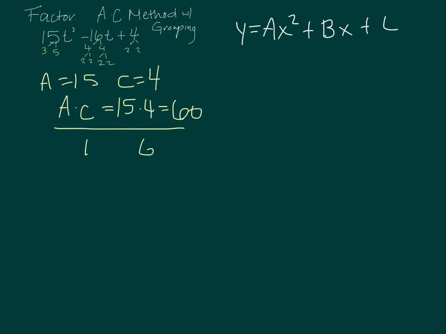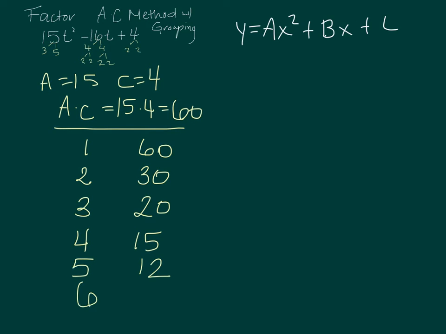I know that 1 and 60 go together. 60 is even, so it's divisible by 2. 2 into 60 is 30. 3 goes into 60 20 times. 4 goes into 60 15 times. I know this one because I just multiplied 15 and 4 to get 60. 5 goes in 12 times. 6 goes in 10 times.